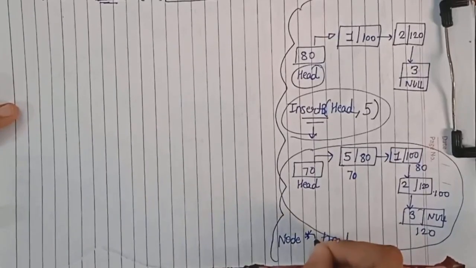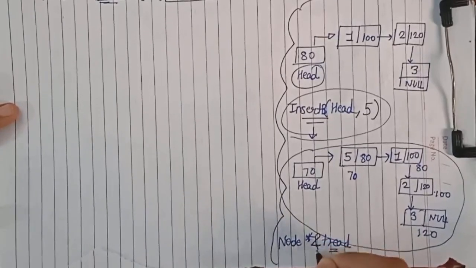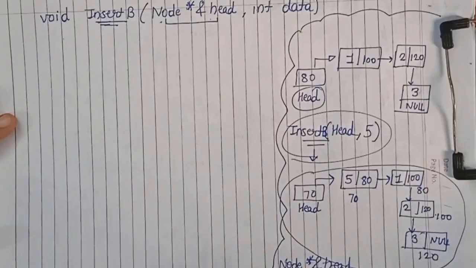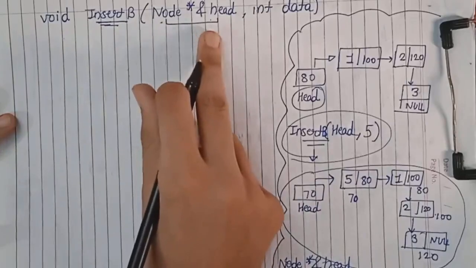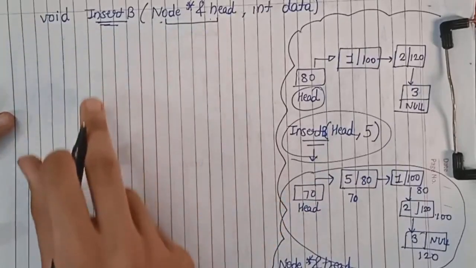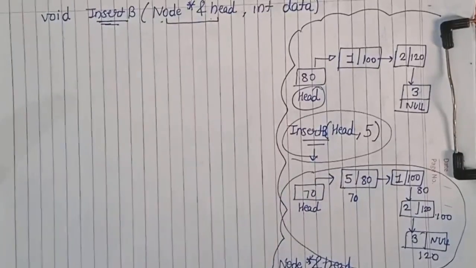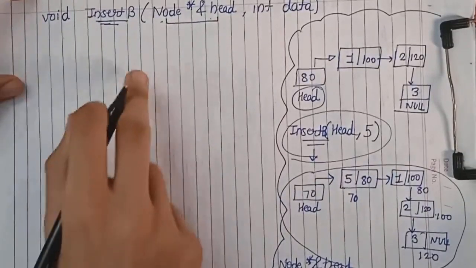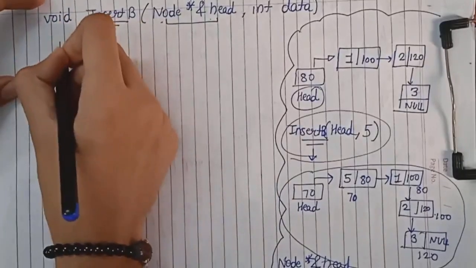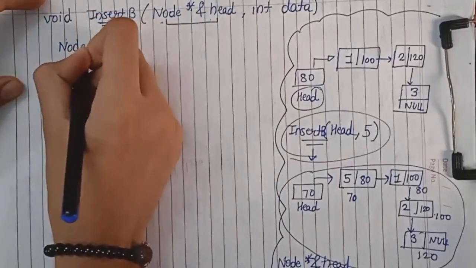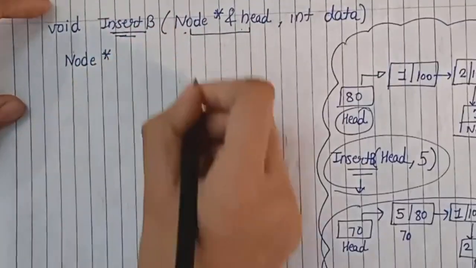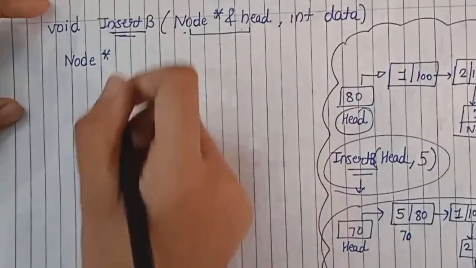But here I want to pass this head by reference, not by value. Therefore, I am using this operator here. So now I am passing this head by reference because I will be making changes in this head in my code. So let me just first write the code, then I will explain the working of this code.